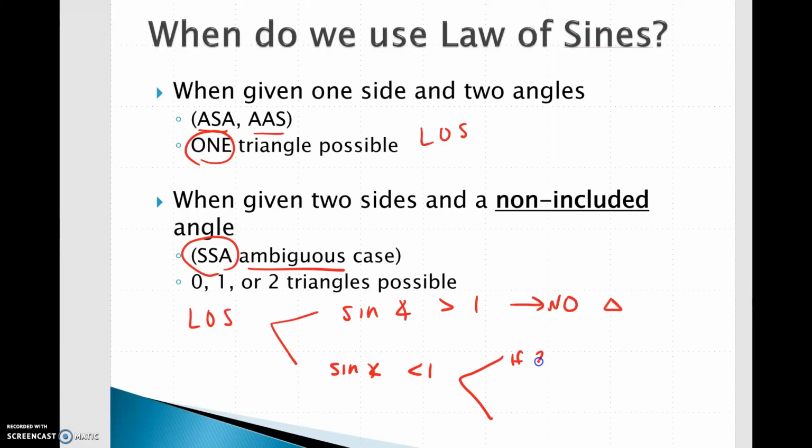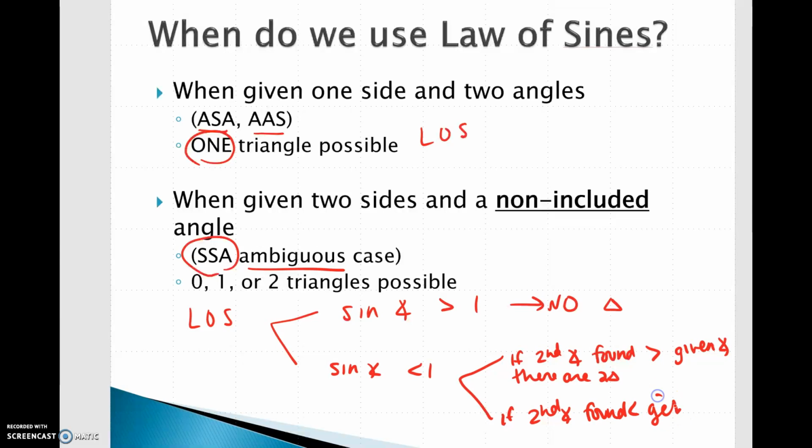If the sine of the angle was less than 1, then there were two scenarios that could happen. If that second angle that was found was greater than the given angle, there are two triangles. If the second angle found is less than the given angle, then there's only going to be one triangle. And that's what we worked on for the last 2 days.